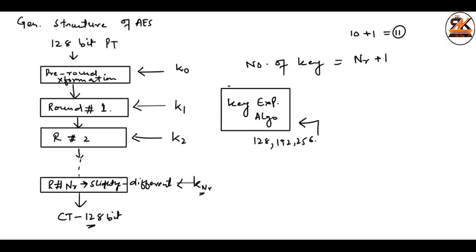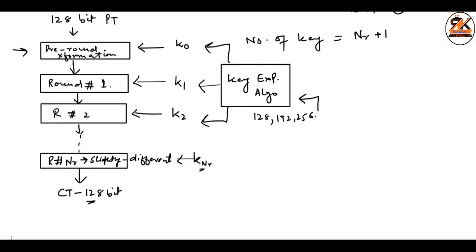And then you will get these different keys, and the number of keys will be equal to the number of rounds plus one key. Okay. And this one key, the extra key, is provided to this pre-round transformation. Fine. So this is the general structure for AES.